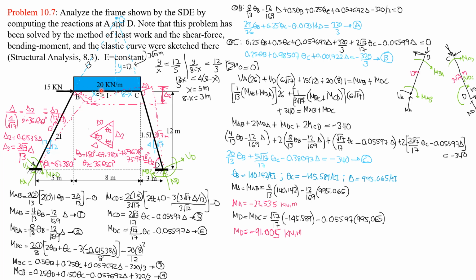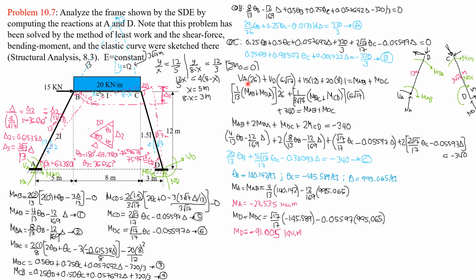kilonewton per meter times 8. The centroid is here, 1 meter to the left of O, so plus 20 times 8 times 1, then counterclockwise equals clockwise moments, which are MAB and MDC.